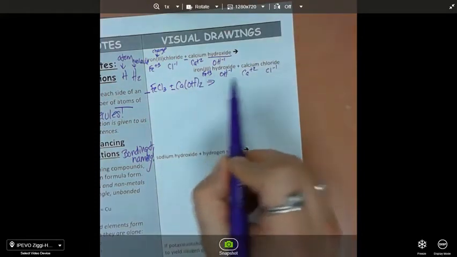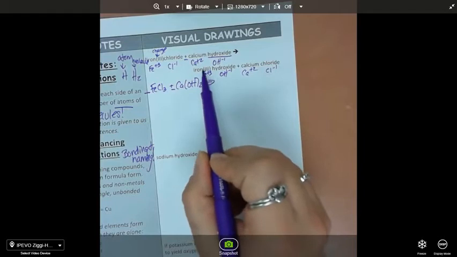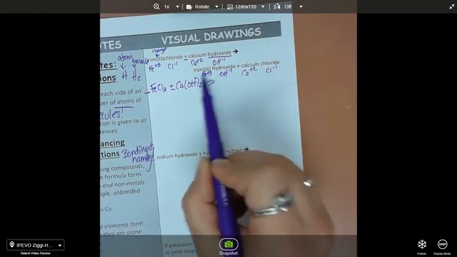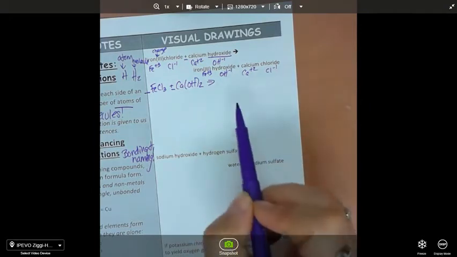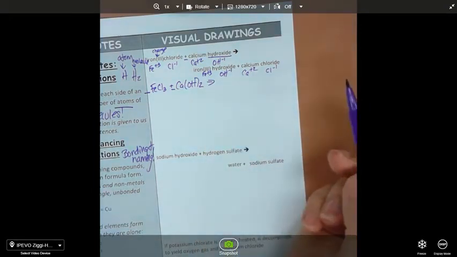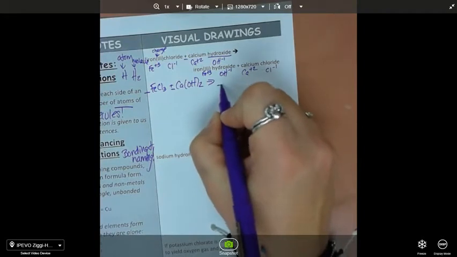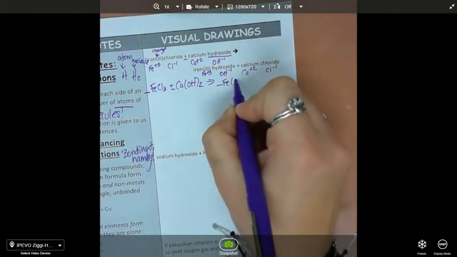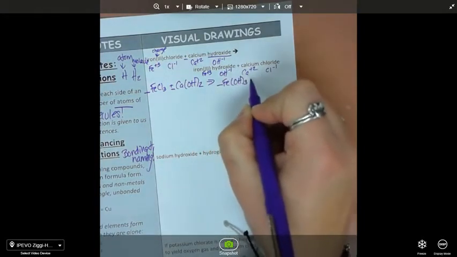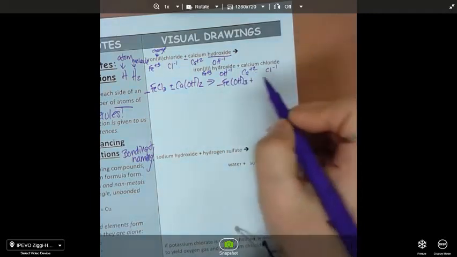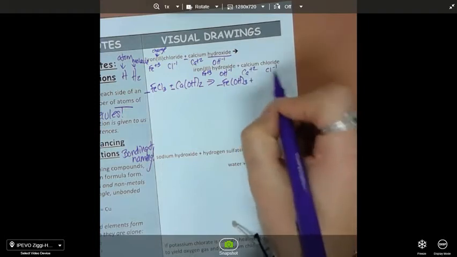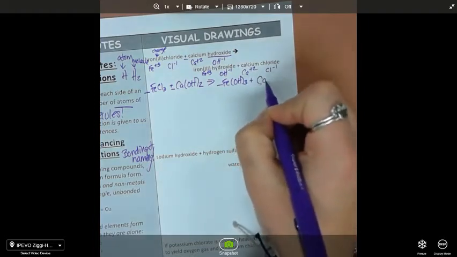But I do have to rebond these things. So if I have Fe plus 3 and OH minus 1, those don't cancel. So what do I need more of? I need more OHs. How many OHs do I need? I need a total of 3. So this becomes Fe(OH)3. Keep the plus sign, plus Ca is plus 2, Cl is minus 1. Which one do I need more of? I need more Cl's, so it becomes CaCl2.